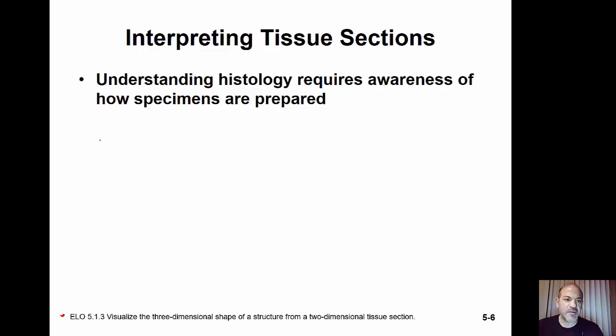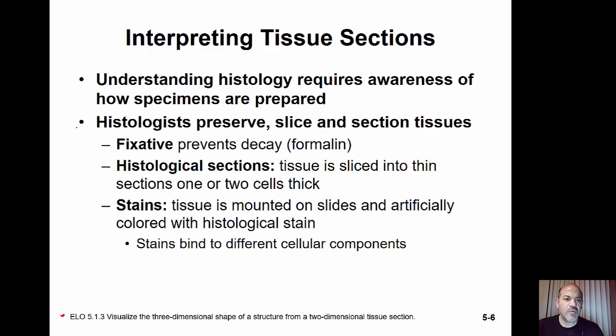So we have to know how they're prepared. So when we do prepare a specimen of a tissue to look at, we have to preserve, slice and section the tissues. In order to preserve it, we're going to use a fixative, which is going to prevent decay. One common fixative is formalin or formaldehyde. Then for the histological sections, the tissue is going to be sliced into thin sections, just 1 or 2 cells thick. And then we're going to have to stain it.